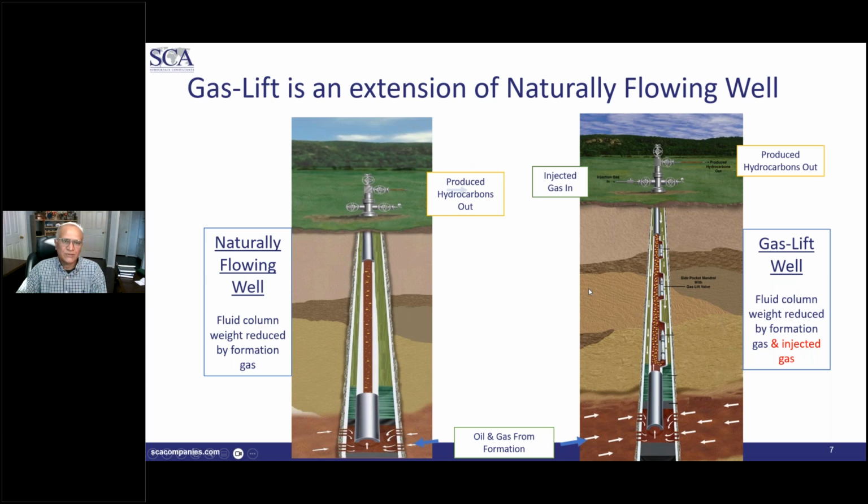And just to round out some of the basics, we see here that gas lift is nothing more than just the extension of the naturally flowing well.